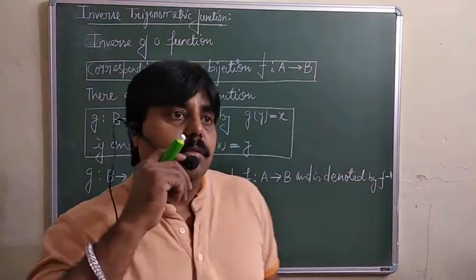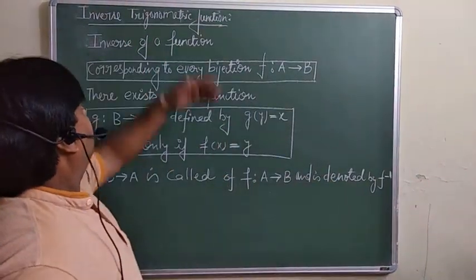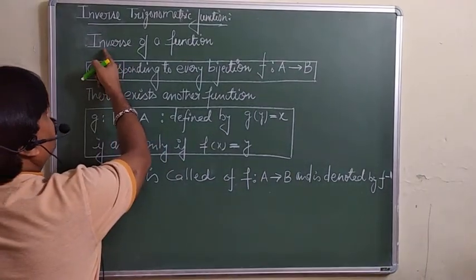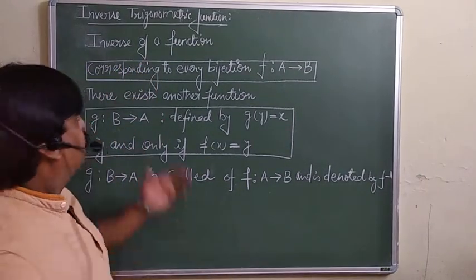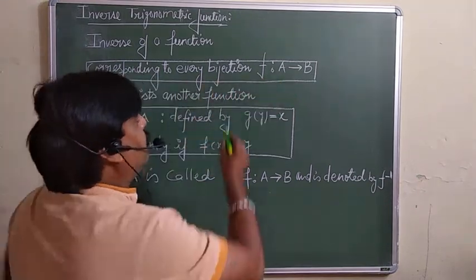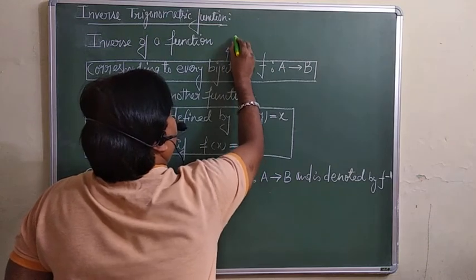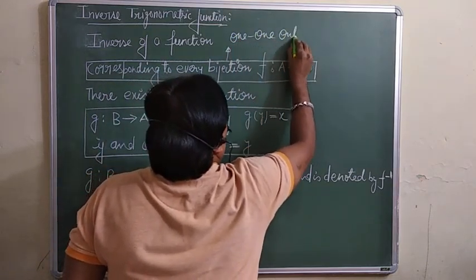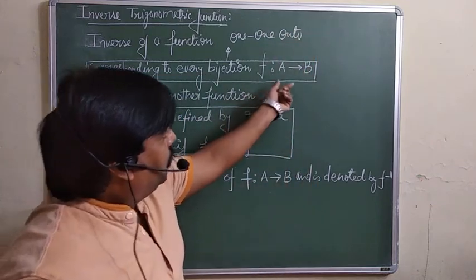Hello everybody. Now we will discuss the inverse trigonometric functions. First of all, we will try to understand the inverse of a function. Corresponding to every bijection function f: A to B. Bijection means the function should be one-one and onto. Then there is a function A to B.